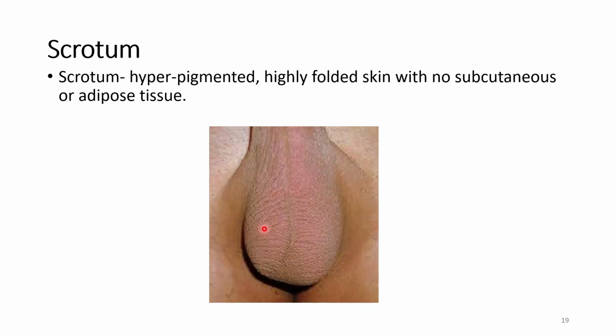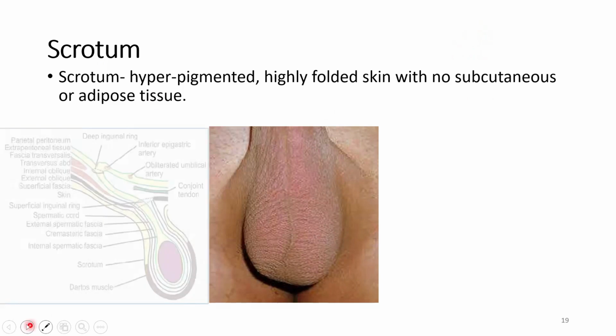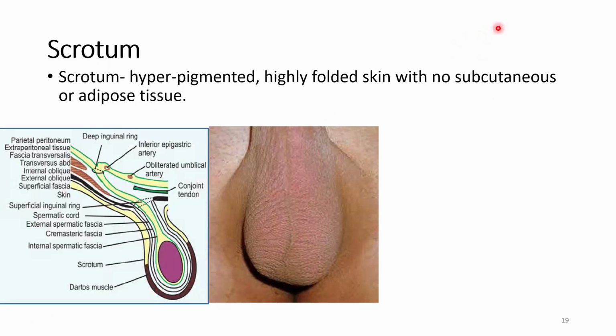Another thing that we need to appreciate regarding the scrotum is that it has various layers. Here we have the testes. From the testes, maybe you can start from the outside. We have the scrotum, with the skin, then a muscle, which is the dartos muscle. Then from the dartos muscle, we'll have the various fascias.